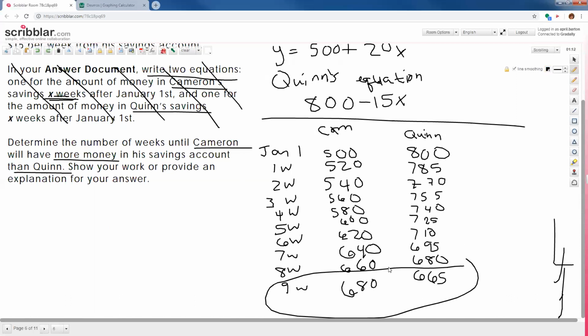And I would write that as a sentence. You can circle it, but I would also say, Cameron has more money than Quinn on week 9.